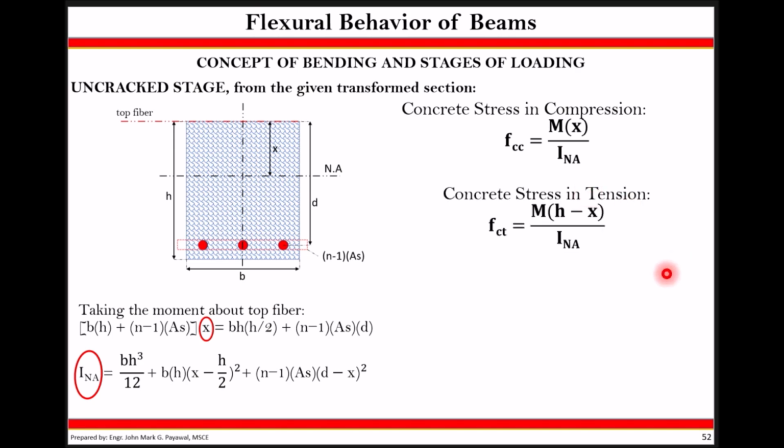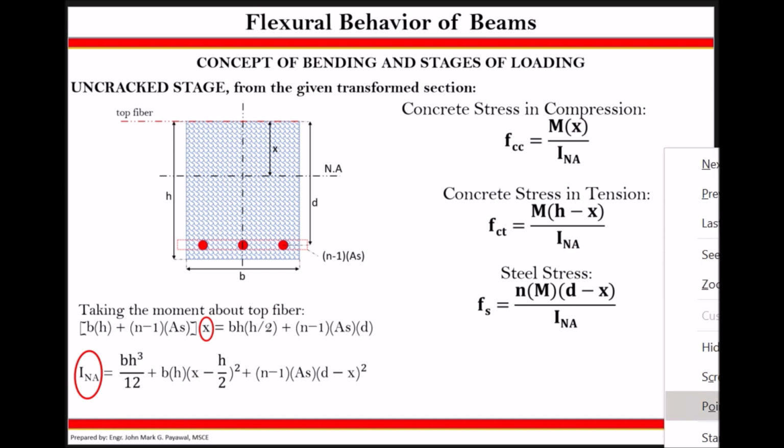Next, concrete stress in tension. It's f_ct equal to M multiplied by (h − x) over I_NA. For your steel stress, f_s is equal to n multiplied by M multiplied by (d − x) over I_NA. So now, let's analyze the values. Why do we use x? Why do we use h − x? And why do we use d − x?